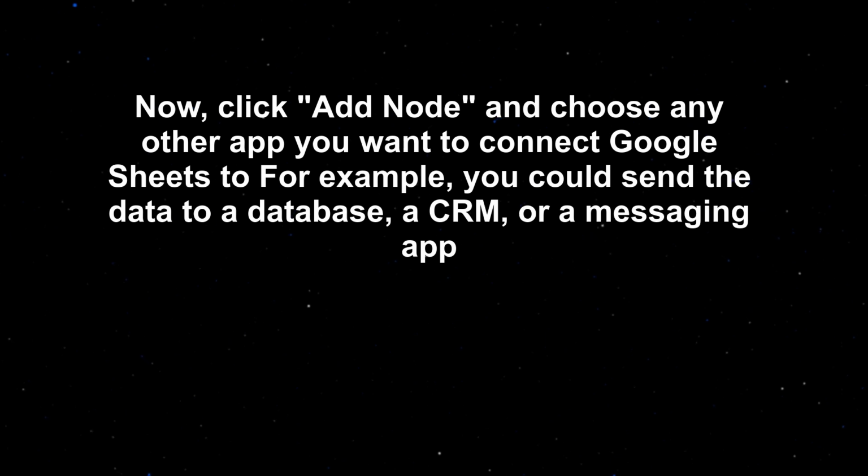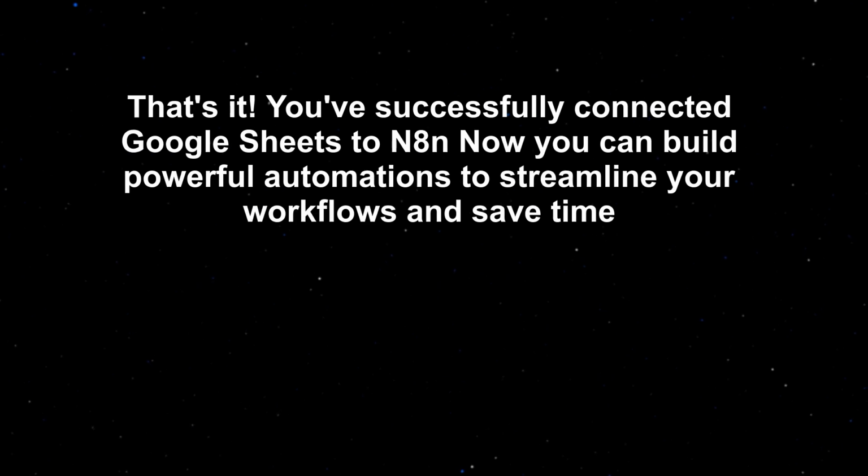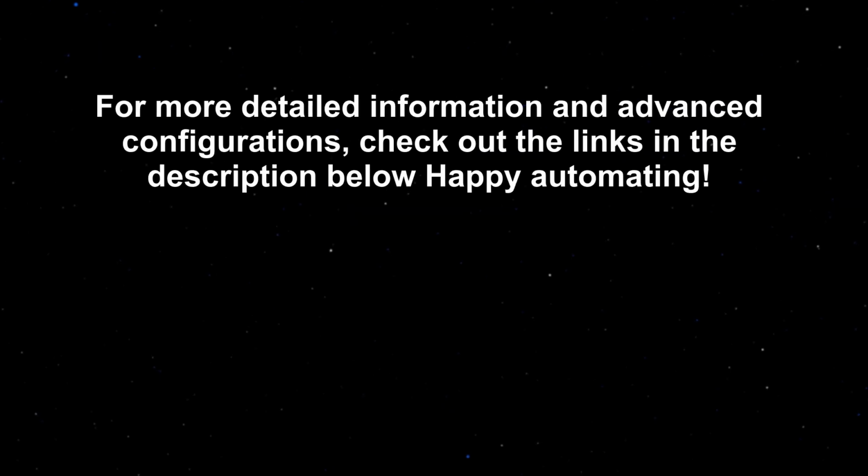Now, click Add Node and choose any other app you want to connect Google Sheets to. For example, you could send the data to a database, a CRM, or a messaging app. That's it. You've successfully connected Google Sheets to N8n, and now you can build powerful automations to streamline your workflows and save time.